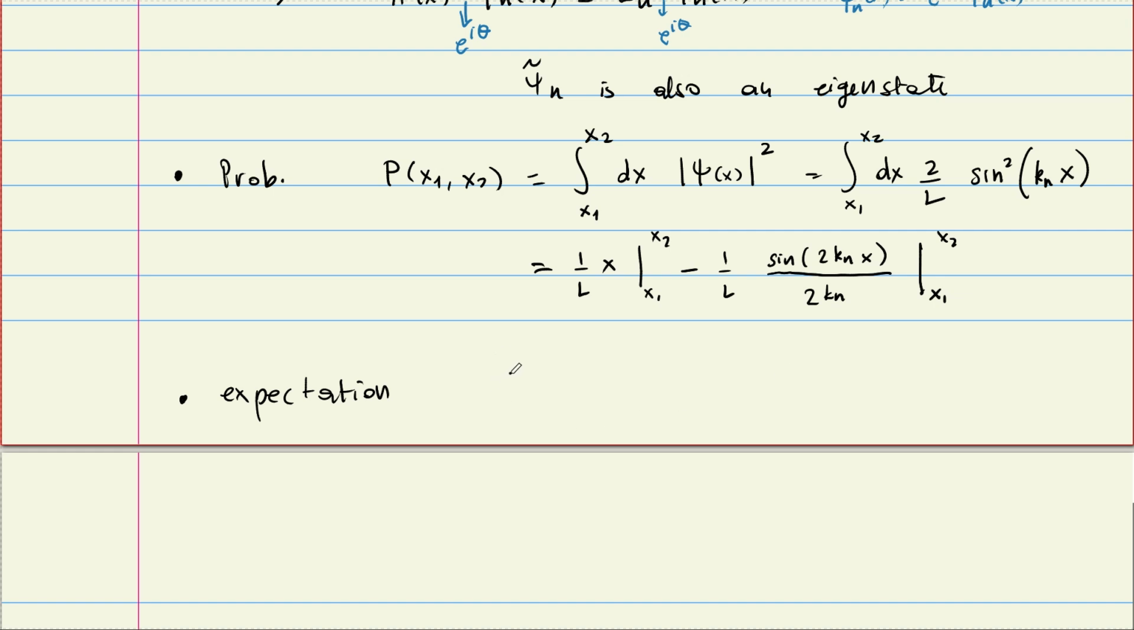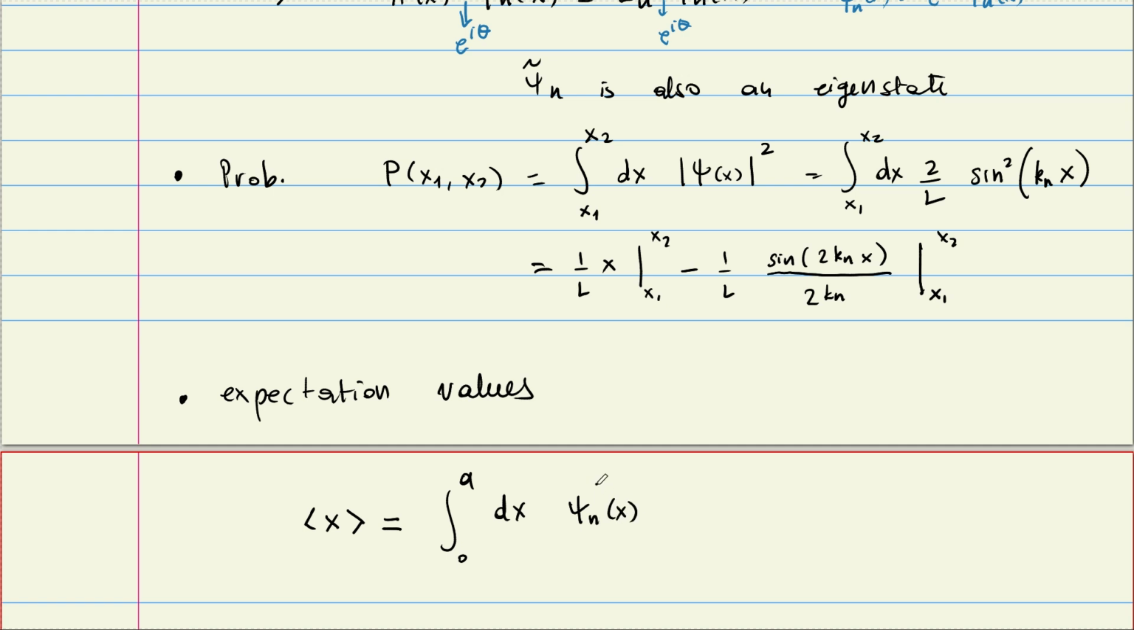So expectation values of operators. For example, we can think about the expectation value of x, and we can also integrate from 0 to a dx psi n of x. There's actually a star, but in our case, we chose this arbitrary phase to be 1, so I don't actually need to put the complex conjugate. So this is x, and this is psi n of x.